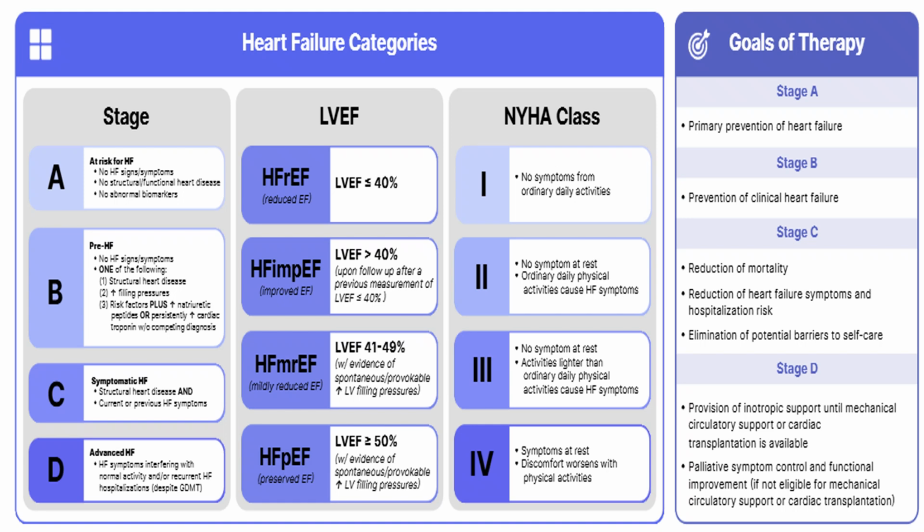So when we talk about heart failure categories, they can be categorized according to the stages, according to ejection fraction, according to the NYHA class, okay? When we talk about the stages, we've got stage A to D. When we talk about stage A, these are patients that are at risk for heart failure. So there are no heart failure signs or symptoms. There is no structural or functional heart disease and no abnormal biomarkers.